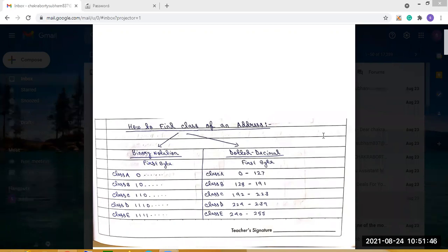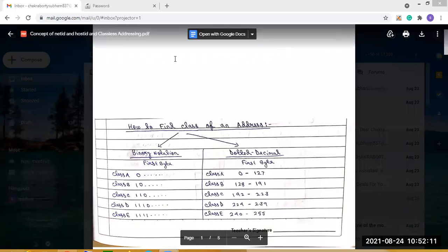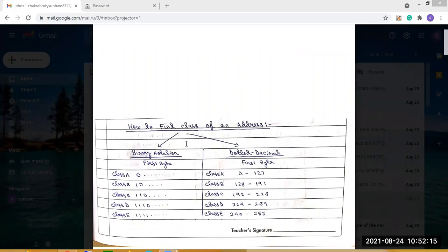We have already seen that there are three notations present in IPv4: the binary notation, dotted decimal notation, and hexadecimal notation. Mainly, two of these are used the most: the binary notation and the dotted decimal notation. We also have five classes: class A, class B, class C, class D, and class E.